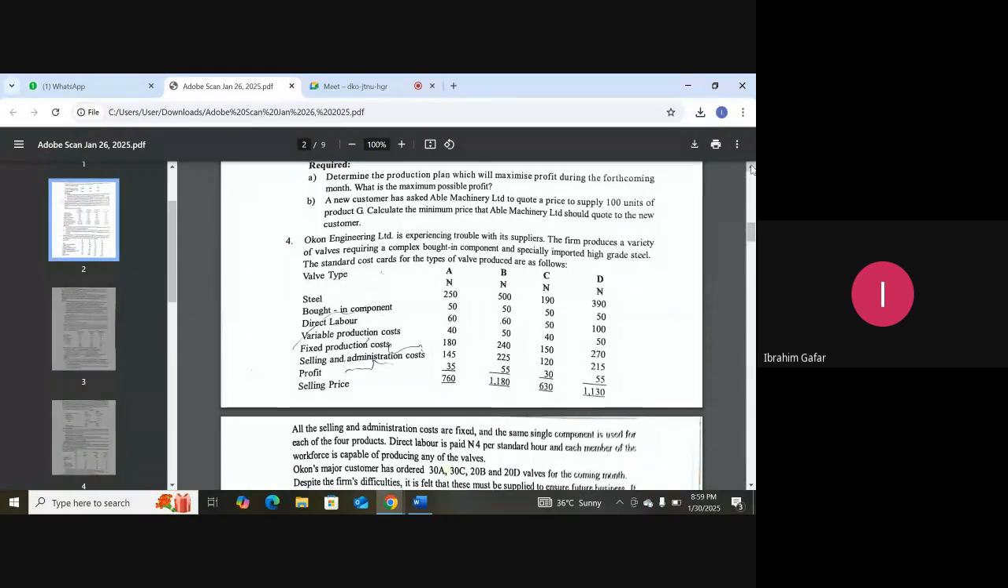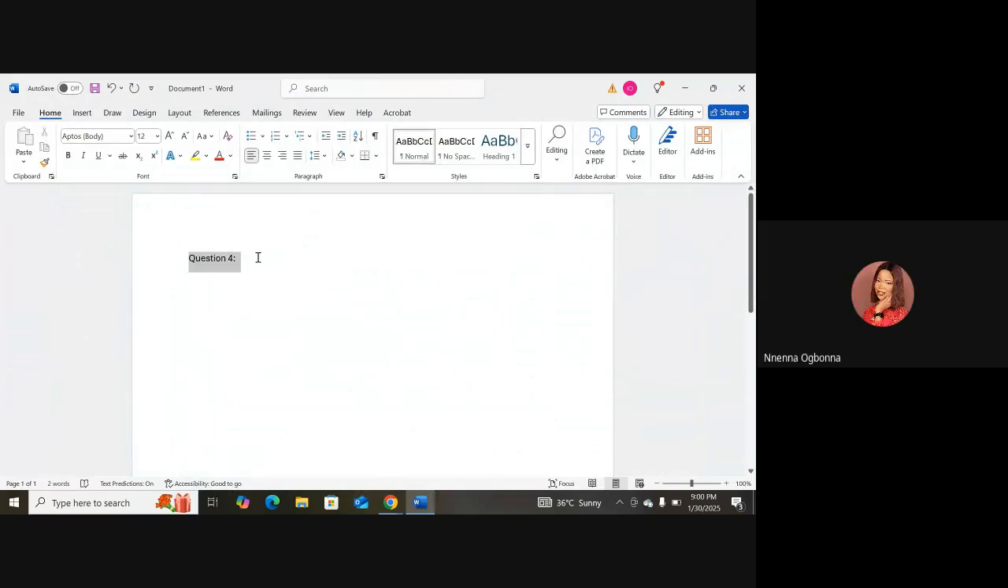I said whenever you are given this kind of question, the first thing to do is to calculate your contribution. After getting your contribution, you test for contribution per limiting factor. Then after that, you rank. Then when you rank, you allocate your available resources. Are we there? Yes, sir. I remember, sir.